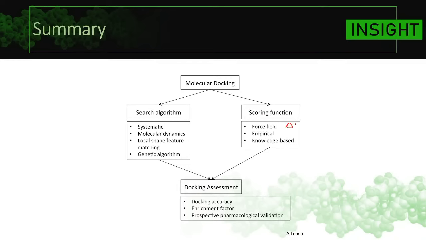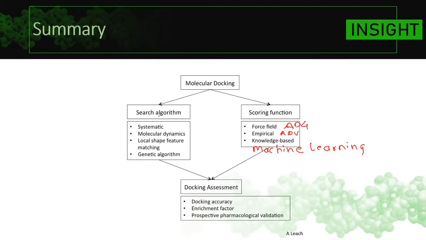AutoDock 4, for example, uses the force field based scoring function. We have already seen the empirical scoring function in AutoDock Vina, which counts all these interactions and checks the result. Then we have knowledge based scoring in some of the algorithms, and recently machine learning based algorithms are also gaining popularity. They are not yet very popular amongst general users, but new machine learning based algorithms are coming up, and hopefully in coming years they will establish their proper validations and can be used further.